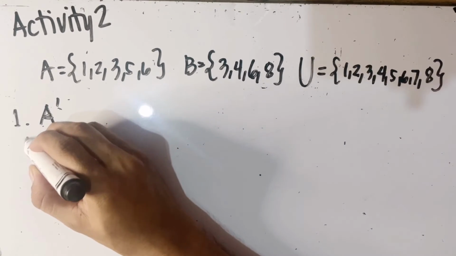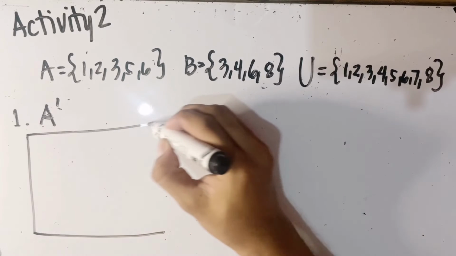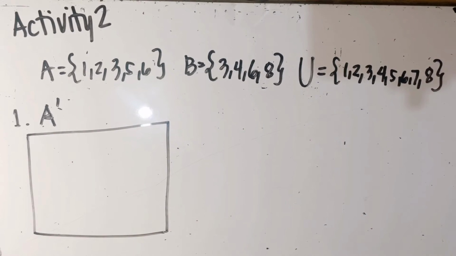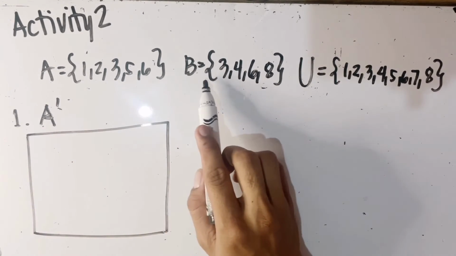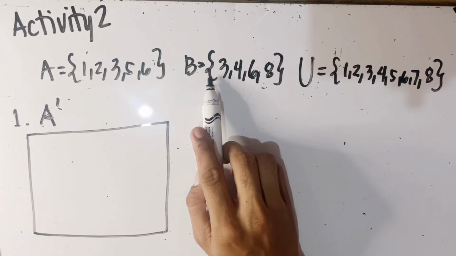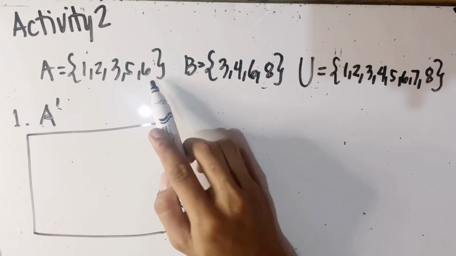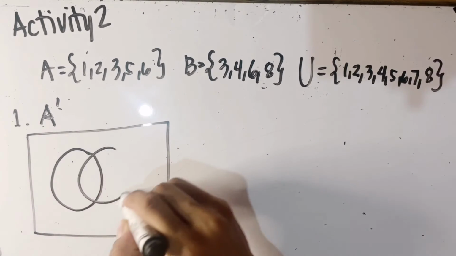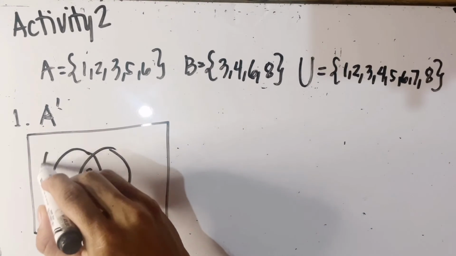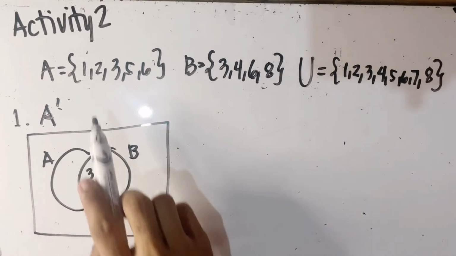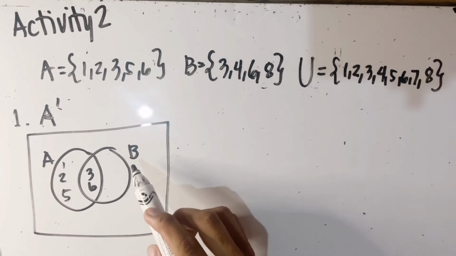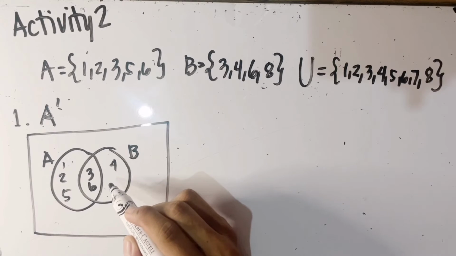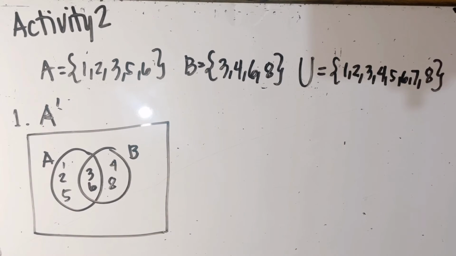So, let's try to draw the Venn diagram. The Venn diagram for this one is because A and B have common elements, namely 3 and 6. So we will write 3 and 6 between them. So this is A and this is B. So what is left is 1, 2, 5. How about for B? We have 4 and 8.